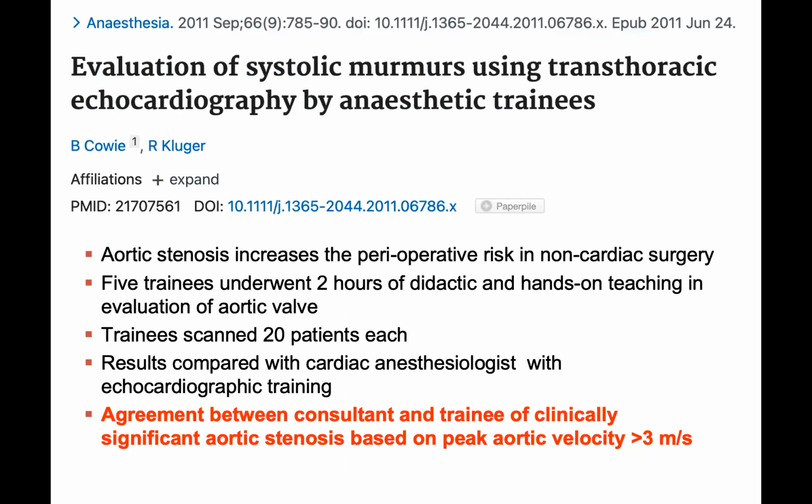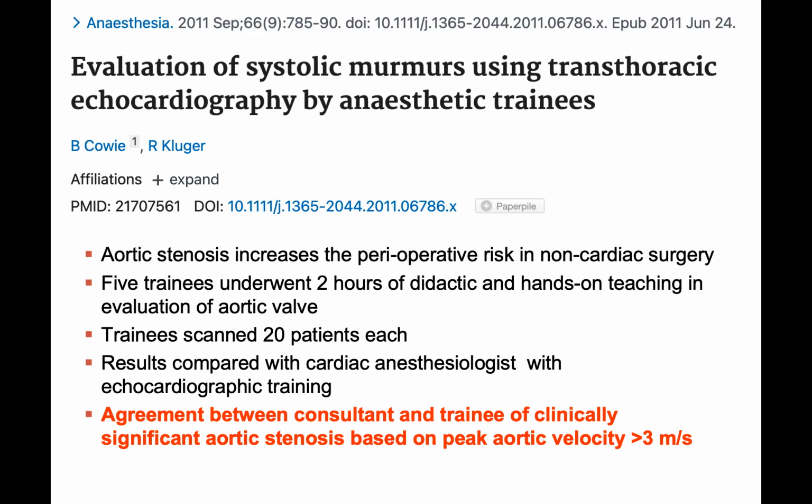This is a study evaluating systolic murmurs using transthoracic echocardiography by anesthesia trainees. They thought it was important because aortic stenosis increases the perioperative risk in non-cardiac surgery. So it's something you might want to be aware of, either in a pre-op clinic or if you're on call overnight doing an urgent surgery, as it might change your induction plan.